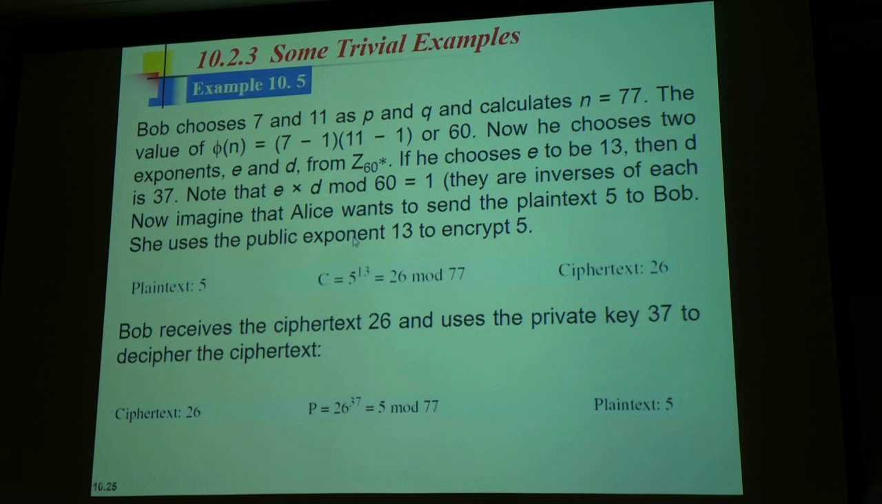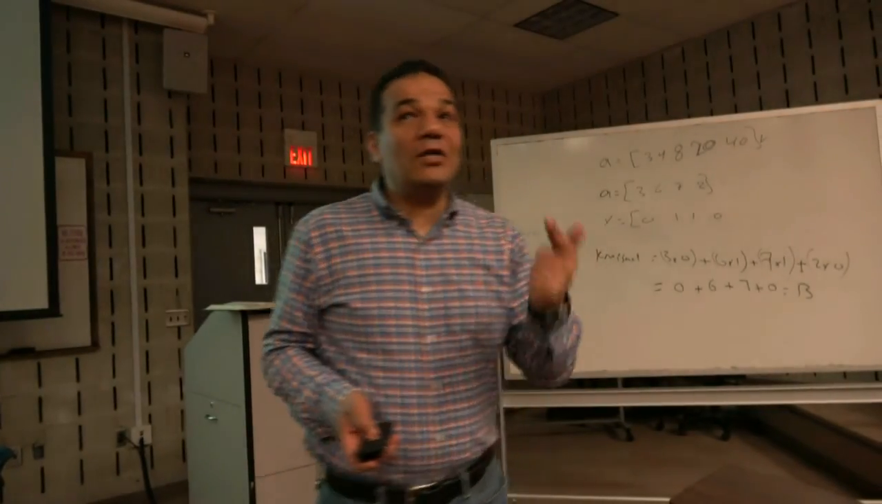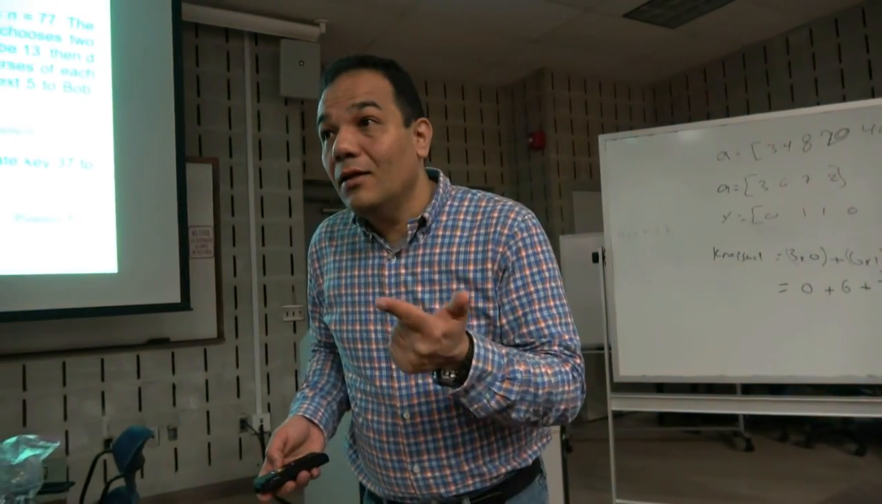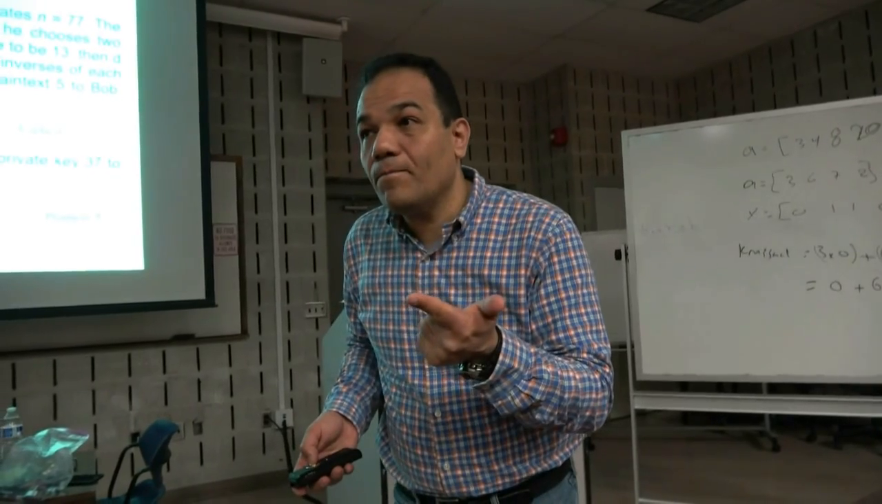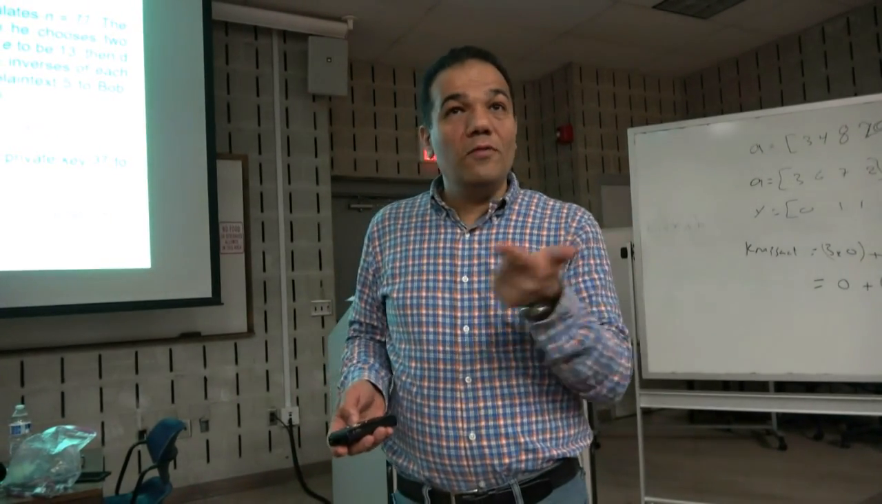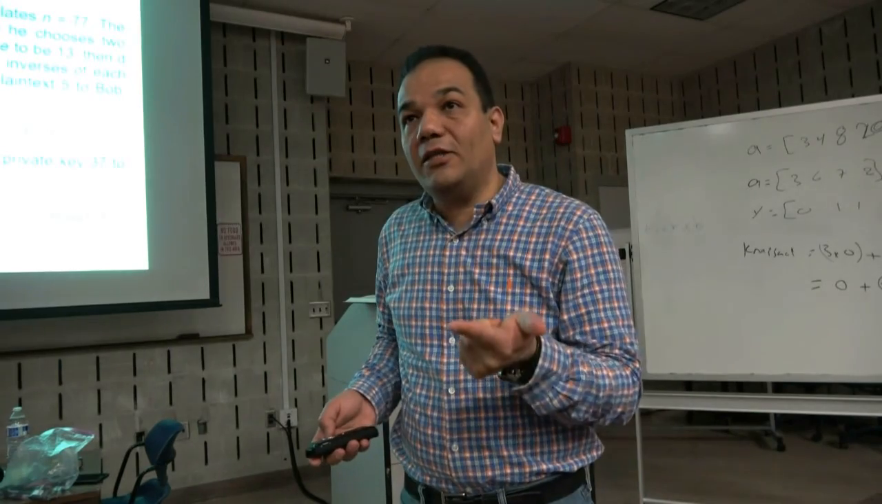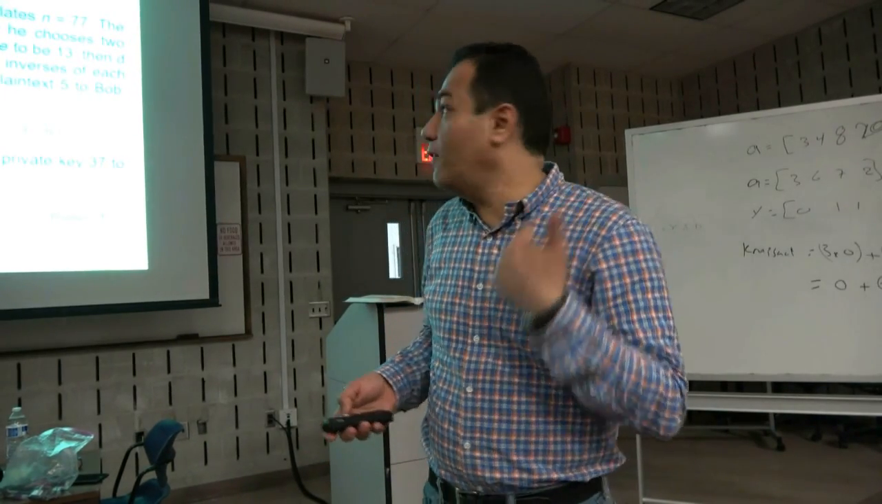So now he chooses two exponents, E and D. Now that's the trick, the steps you have to follow to choose E and D. E has to be in the range from where to where? 2 to 59. But it has to be in Z60 asterisk. What does that mean? That means it has to have a multiplicative inverse. So it is one in that range, but it has to have a multiplicative inverse. We already studied that, right?